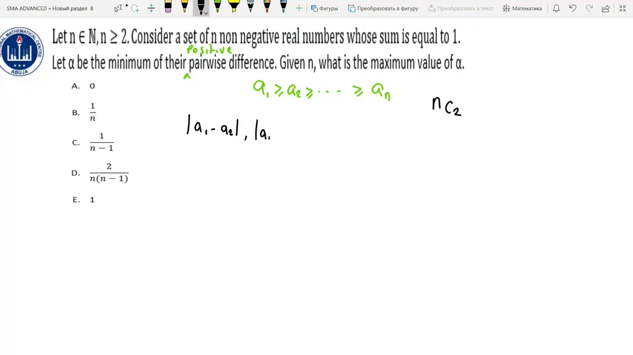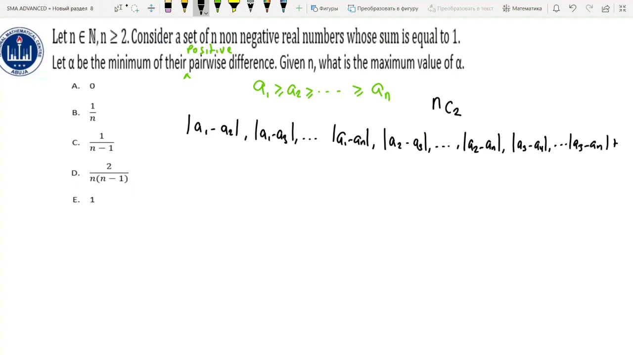A1 minus A2, A1 minus A3, up to A1 minus AN. I'm arranging it in this form. Then A2 minus A3, up to A2 minus AN. Then I go to the next one, A3 minus A4, up to A3 minus AN. Then we just go on and on, until AN minus 1 minus AN. Each of these terms I wrote in absolute values is non-negative because of the order I arranged the variables. So we can actually clean out the absolute values here.